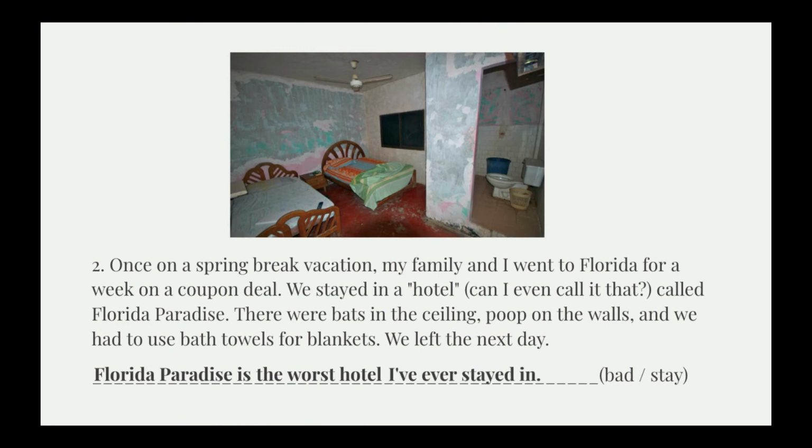The auxiliary verb is have, followed by ever, and then the verb stay, which is a regular verb. So the past participle has the same form as the simple past, ed, stayed. And we use the preposition because the verb asks for it. So Florida Paradise is the worst hotel I've ever stayed in.